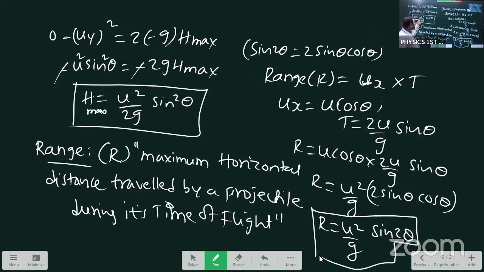The H max formula is u square by 2g sin square theta. Sin square theta and sin 2 theta, both are different. Sin square theta is sin theta into sin theta. Sin 2 theta is 2 sin theta cos theta. So the overall question is maximum height and range.